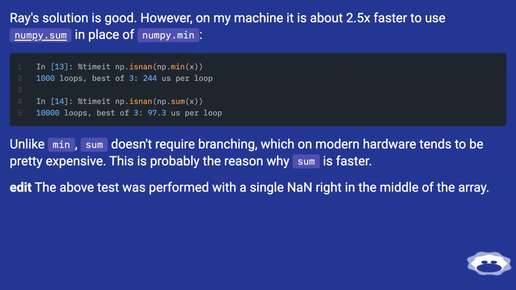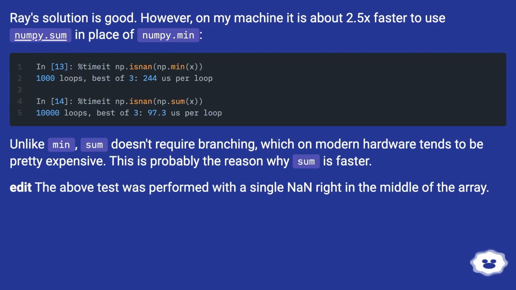Ray's solution is good. However, on my machine it is about 2.5x faster to use numpy.sum in place of numpy.min. Unlike min, sum doesn't require branching, which on modern hardware tends to be pretty expensive. This is probably the reason why sum is faster.